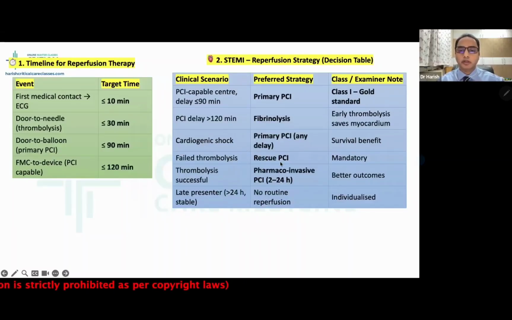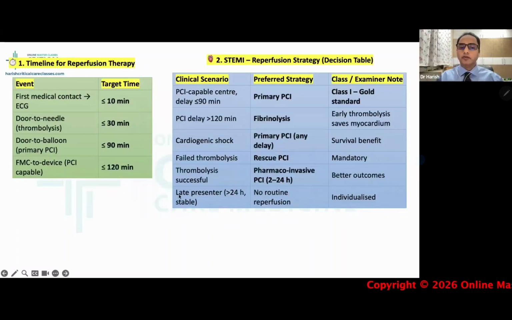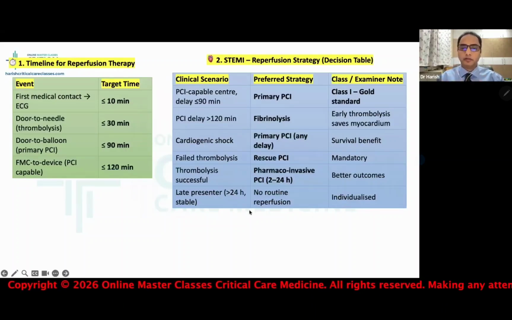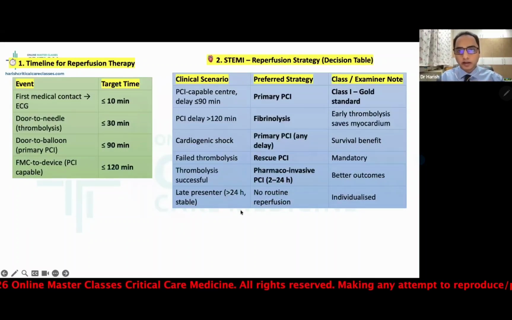For failed thrombolysis, we can go for rescue PCI, that is mandatory. If thrombolysis is successful, you can also consider pharmacoinvasive PCI in the next 2 to 24 hours, with a better outcome. For late presenters beyond 24 hours who are stable, there is no routine reperfusion. We can plan for angio later and consider some modality of angioplasty or stent at a later date if they present more than 24 hours and are clinically stable.